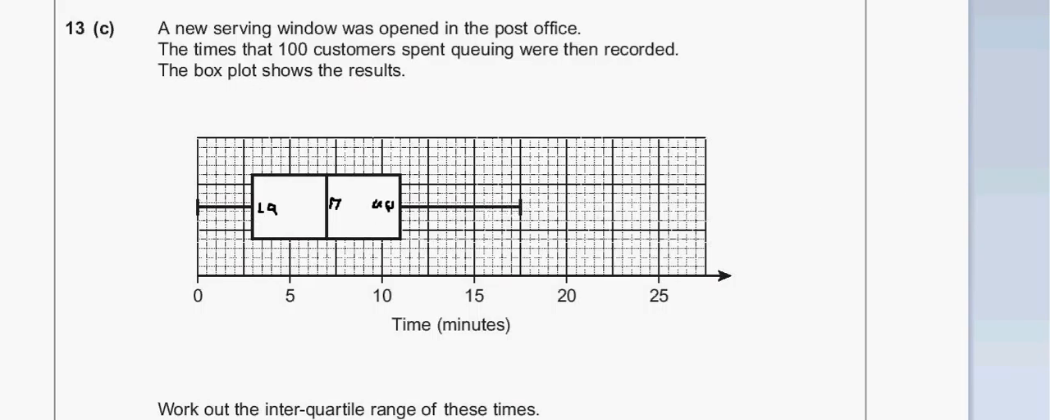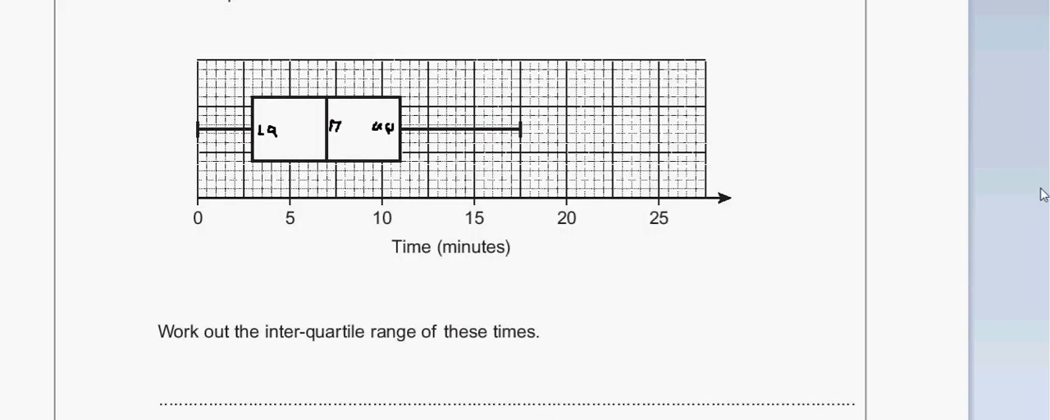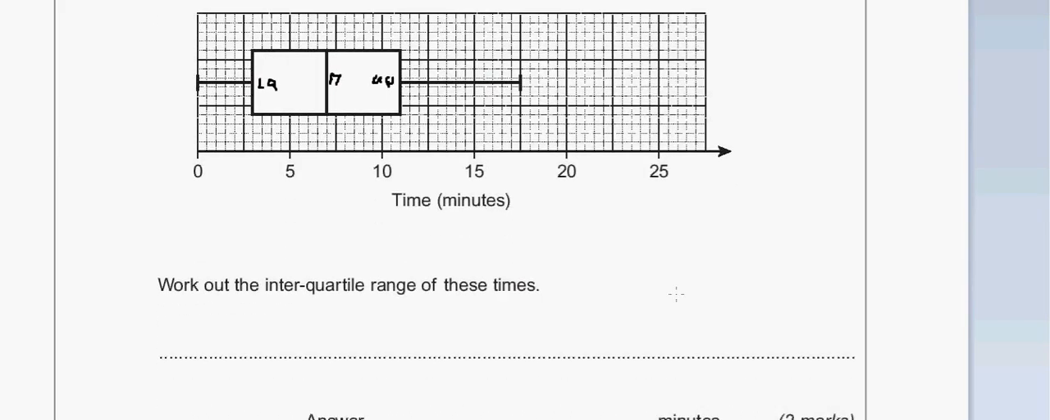So the first question says, work out the interquartile range of these times. Now the lower quartile is hitting here, and my upper quartile is hitting here. Now we can see again that these are 0.5 steps. So this would be 2.5, so this would be 3. And our upper quartile, 10, 10.5, would be 11.